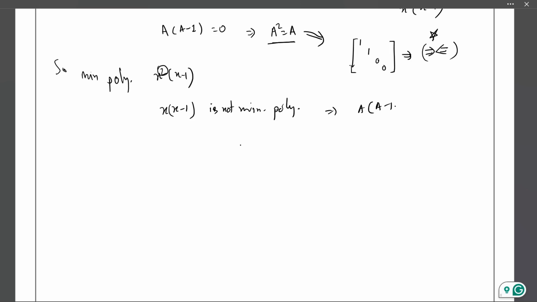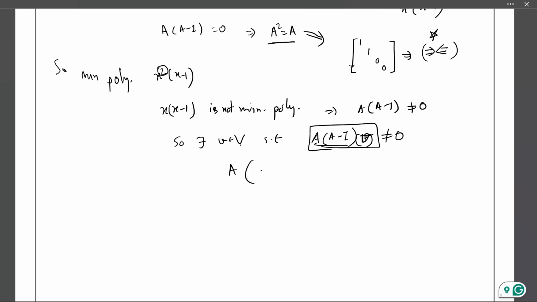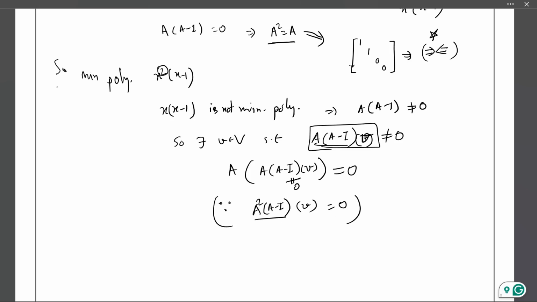This implies A minus I is not 0. So there exists b such that A minus I applied to b is non-zero, because A minus I is a non-zero operator. So we apply it to b, and it is non-zero. But now if you apply A once more to this non-zero vector, A times A minus I applied to b will become 0, because this is nothing but A square minus A. Now it is 0. Apply to anything, you will get 0. So this is the explanation for part C.